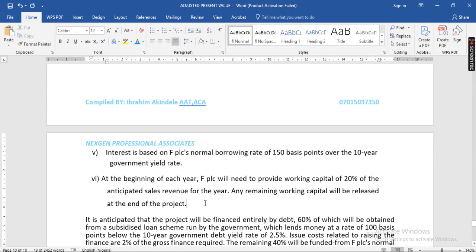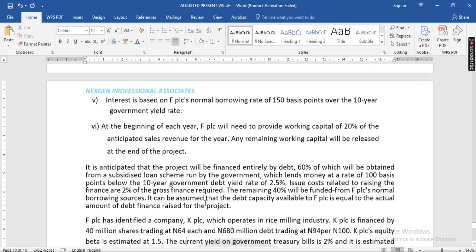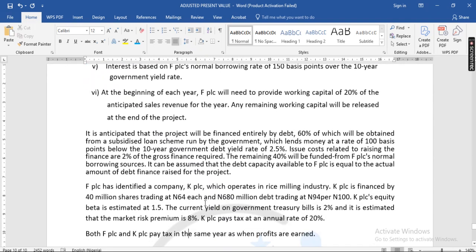Don't forget, working capital is what you use to start a business. For instance, I use 100,000 naira at the beginning of January to start Next Gen Professional for running costs, right? At the end of April, what will happen? I will recoup my investment, all what I've spent from that period till date. And that is working capital.